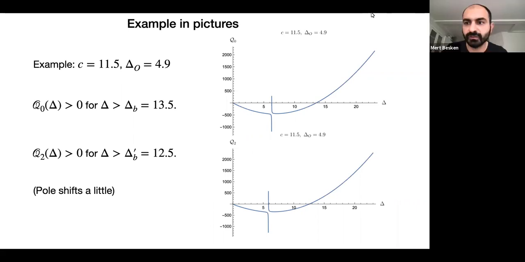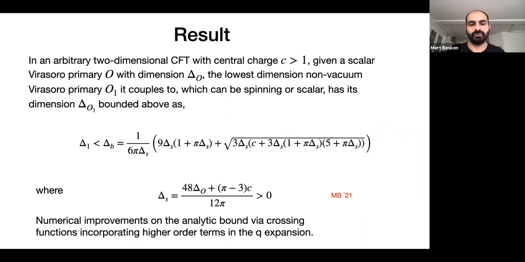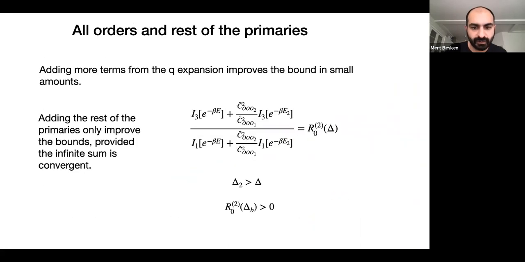Was there a question? Okay. This example here, it just moves slightly. And the pole shifts a little, but that's unimportant. Okay, so now we need to add the rest of the primaries.